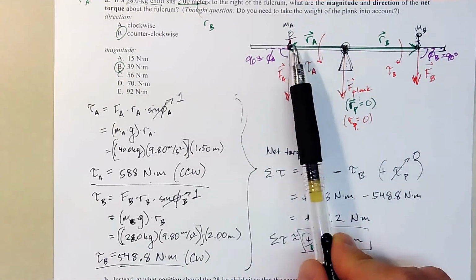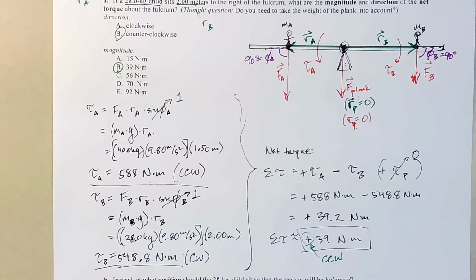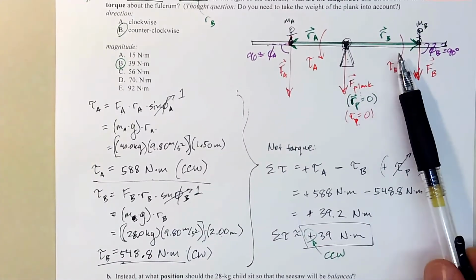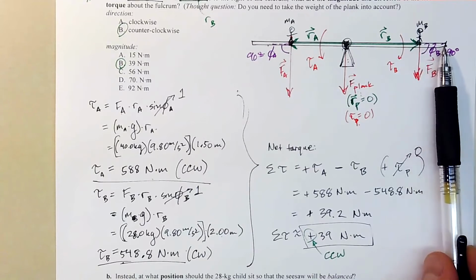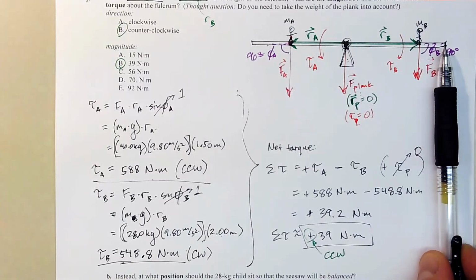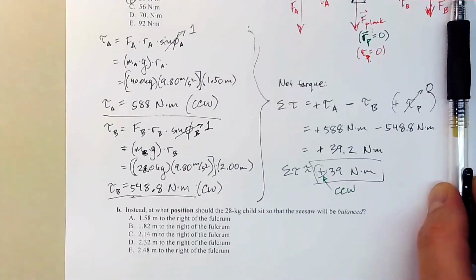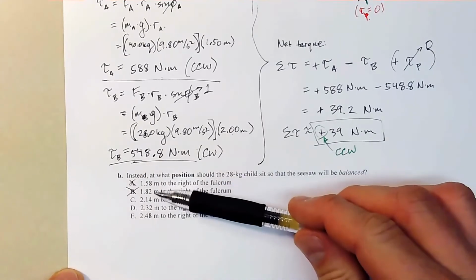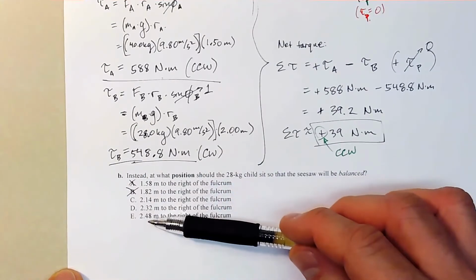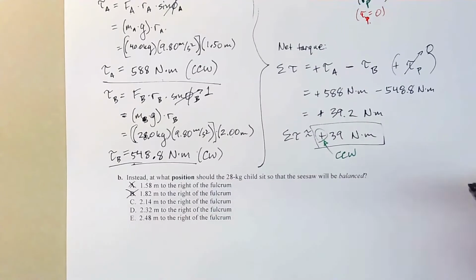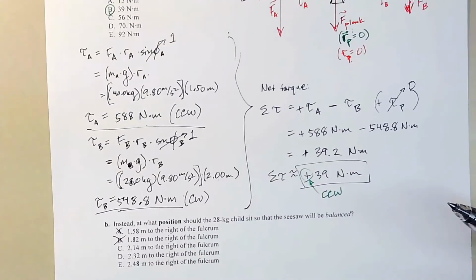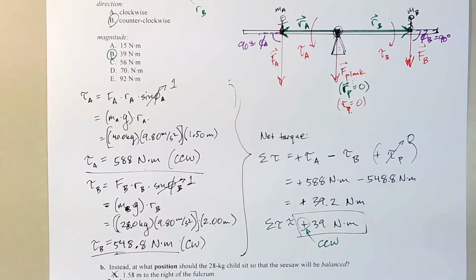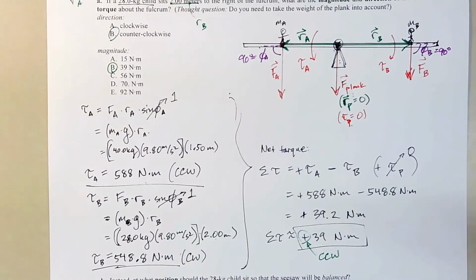The alternative choice would be to move child A closer, but I'm not allowing that as an option. I'm saying, suppose you can only reposition child B. So in that case, we need to make child B farther. Already we can eliminate options A and B, because those both have child B closer to the fulcrum, and only these last three options have child B farther from the fulcrum. So if you were just asked which way to move child B, the answer has to be to the right to balance the system.